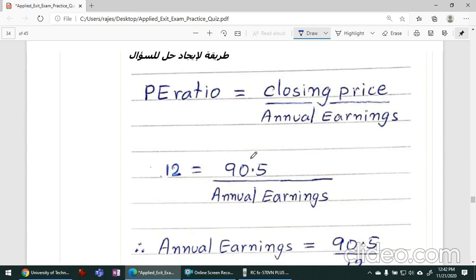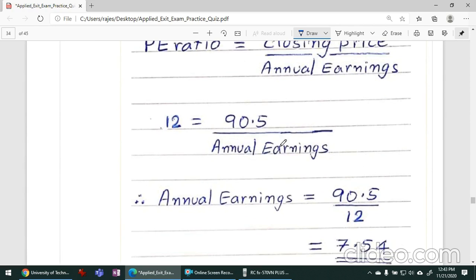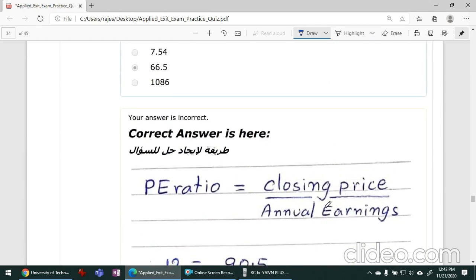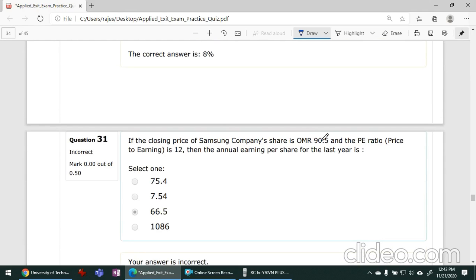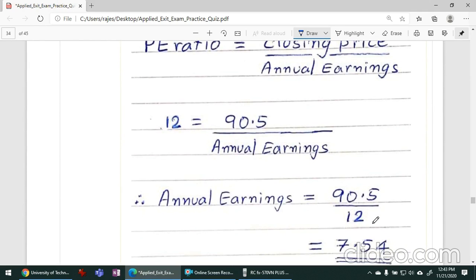What is the closing price? It is there in the question, 90.5. Okay, you want annual earnings. So cross multiply. Annual earning will come up here and 12 will come down. So annual earnings equals 90.5 divided by 12. Answer is 7.54. So remember, this question is very easy. Just this number divided by this number will give you the answer: 90.5 divided by 12. That is the annual earnings.